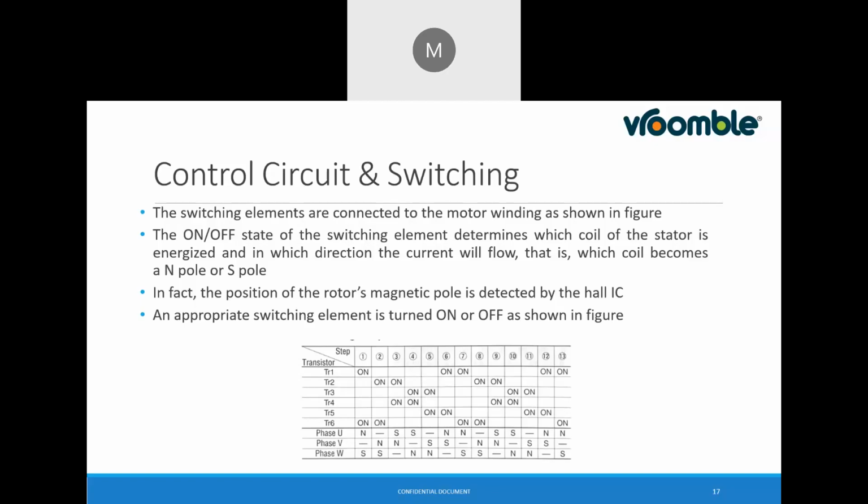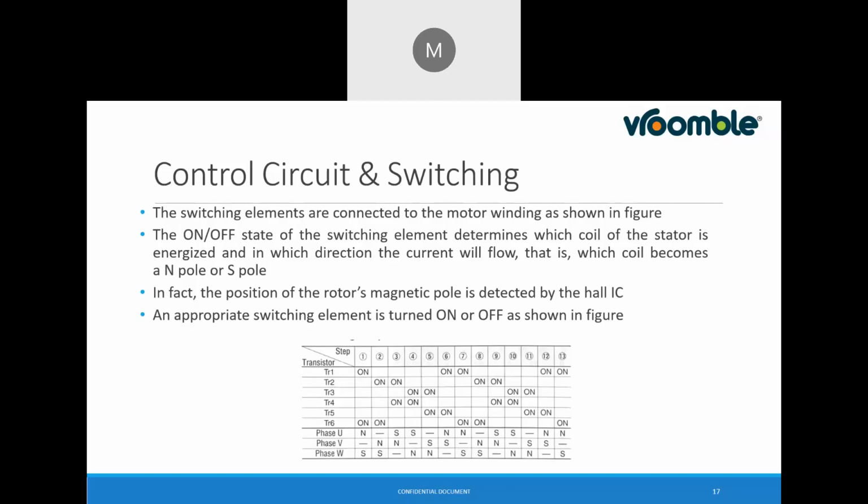So as you can see here, the 6 transistors are listed on the left side. Looking at the first column, number 1, when the field is directed between the U and W phase, the north pole is at U, and the south pole is at phase W. So transistor 1 and transistor 6 are on. As soon as it moves to the next step, transistor 2 and transistor 6 are on.